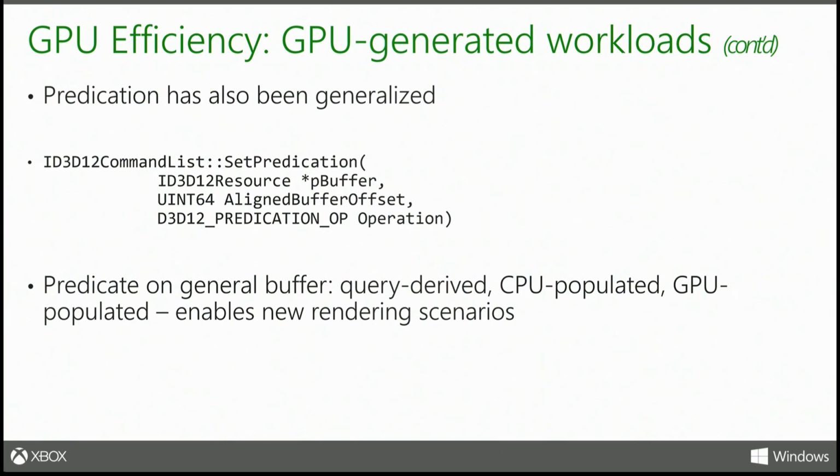It can be something you generate in a compute shader if you want to do that yourself, or it can be something you poke directly from the CPU with whatever bits you've set there. So we think that this is a great way to enable new rendering scenarios for your games and really improve the flexibility of predication so you can take advantage of this fixed function hardware that's available on all GPUs. So that was queries and predication. We've generalized this existing functionality to enable new areas of usage.